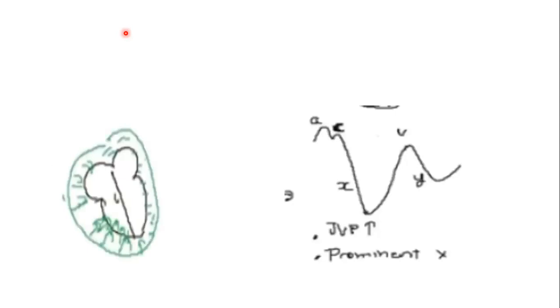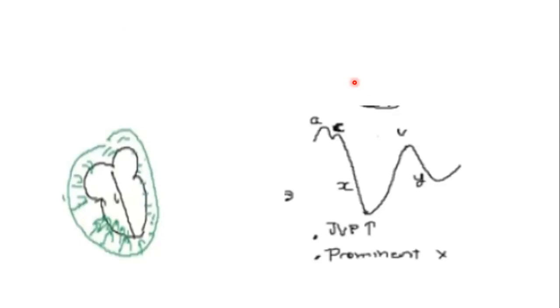So the portion of the A wave contributing to the X descent should actually be more, and then the remaining portion will still be there and will be prominent as well, because in addition to the pulling of the AV annulus towards the apex when the heart contracts, in tamponade, when the ventricles contract, they eject their blood out. Okay, they eject their blood out. So that reduces the volume of the ventricle, because they are ejecting their content.